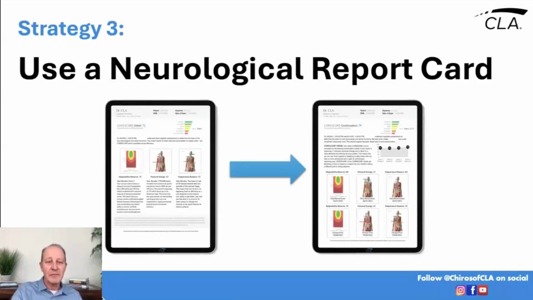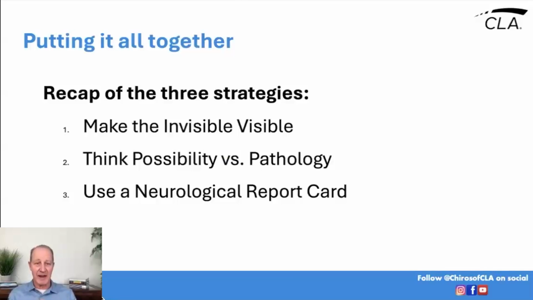So what I want to do is just recap the 3 strategies. Remember, number one, it's incredibly powerful to make the invisible visible. It's up to us to keep focused on possibility versus pathology, and then utilize today's technologies like a neurological report card, like the core score and the core score sequences, to do the heavy lifting for you. After that, it's a slam dunk to recommend care because they know that you are being tracked.